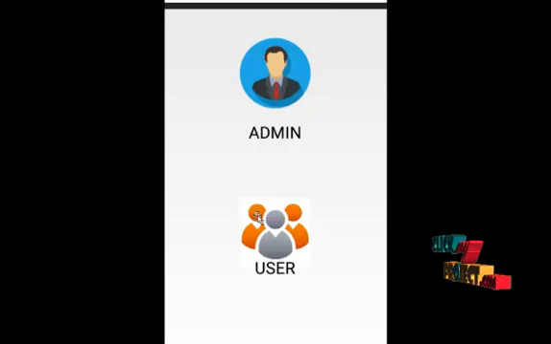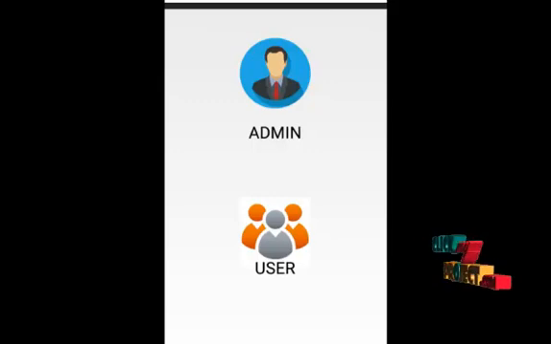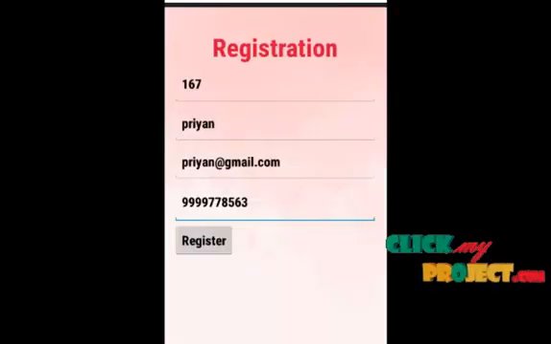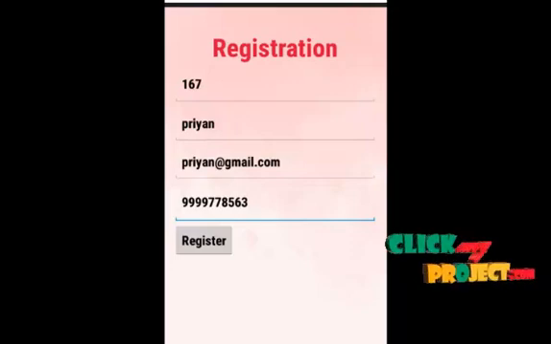Now we click again on the user. After coming back, we click again as a user who wants to register into the system first. The user ID will be automatically generated, and then we give the username, the student name, their email ID and their mobile number. Only after all the details are given can they register.